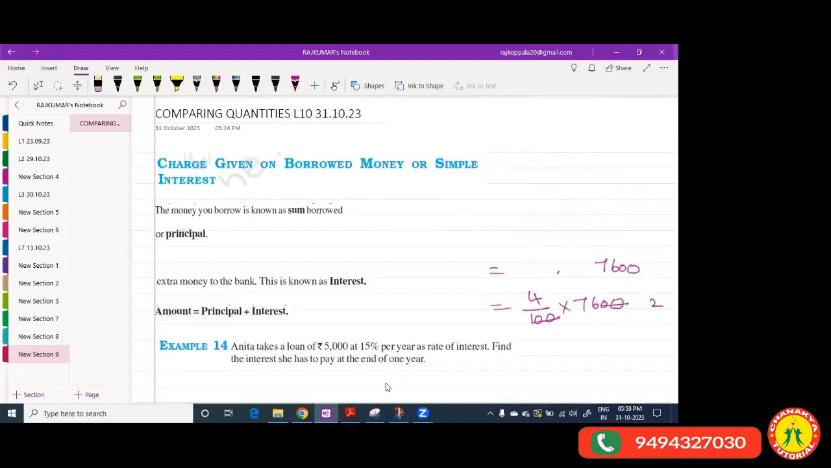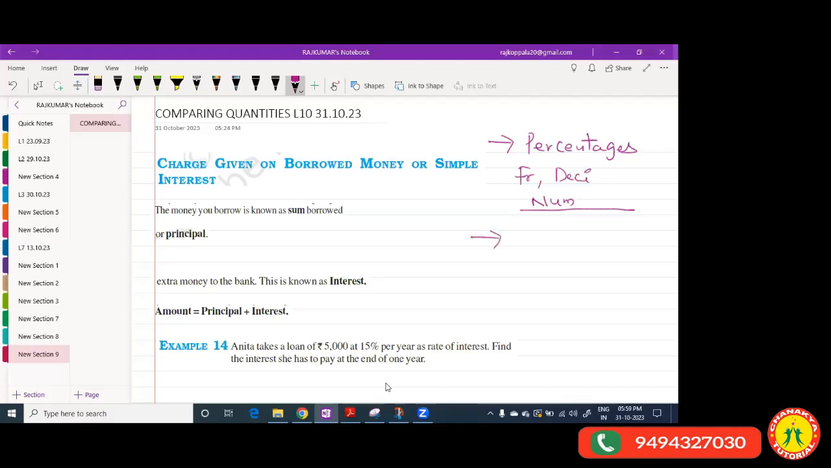Now we will see what we have learned up to now. Do you have any idea what we have learned in the previous classes in this comparing quantities? We have learned percentages, right? Percentages means how to convert a fraction into a percentage, how to convert a decimal number into a fraction and percentage, and how to convert a number into a fraction percentage. All these things we completed in the first session.